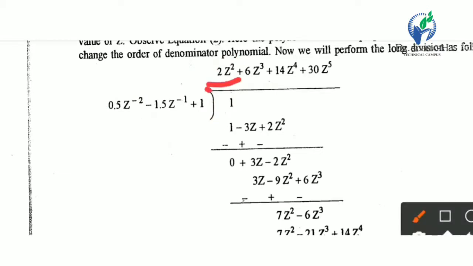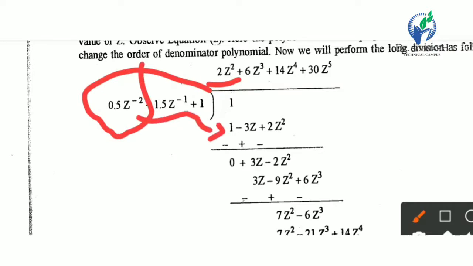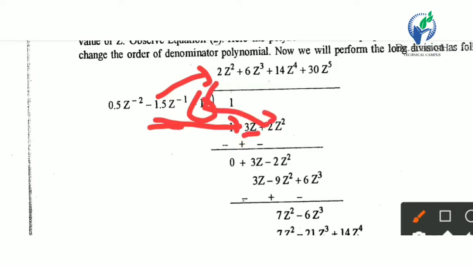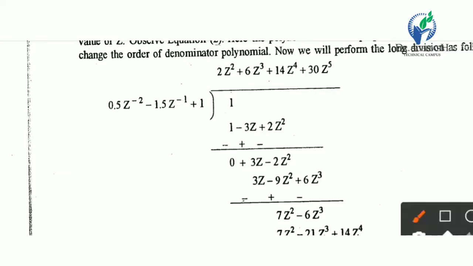So 2z^2 multiplied with 0.5 z^-2 becomes 1. 1.5 z^-1 multiplied with 2z^2: 1.5 multiplied by 2 is 3, and z^-1 multiplied with z^2 becomes simply z. So 1.5 z^-1 multiplied with 2z^2 becomes minus 3z. 1 multiplied with 2z^2 means 2z^2. Now after getting this 1 - 3z + 2z^2, we have to subtract it from 1.